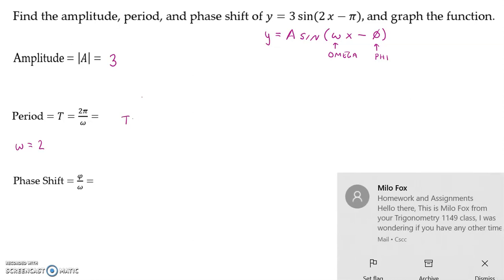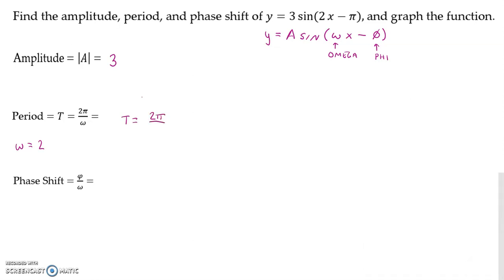So for the period, we have 2 pi. Our omega value here is 2. And we can reduce this fraction. So the period for this problem is going to be pi.